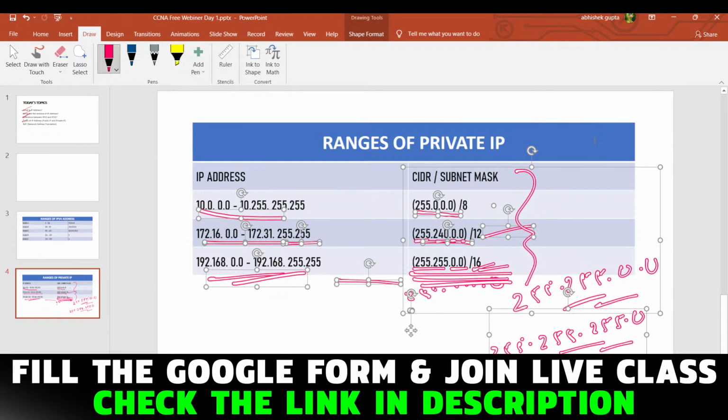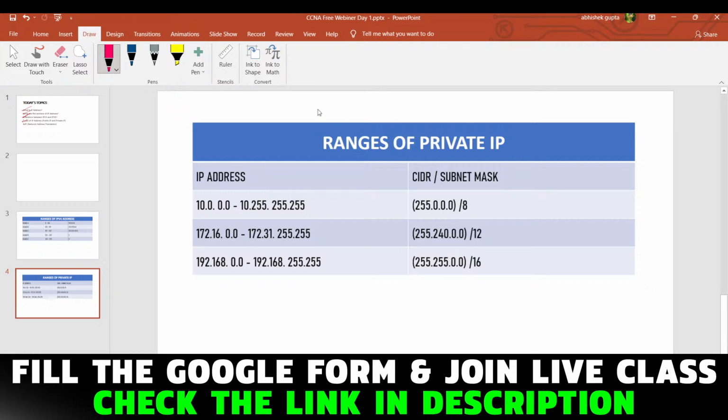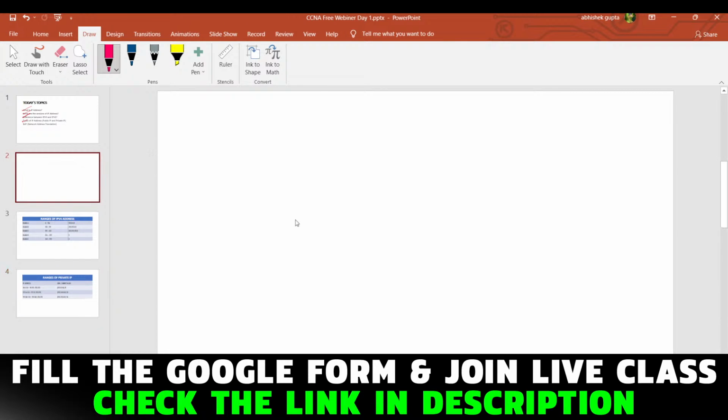Okay. Now let me ask you a very simple question. As of now, you have understood what public IP is and what private IP is, right? Now the simple question is, where do we use public IP and where do we use private IP? Can you tell me? Anybody can answer? Yes, tell me.